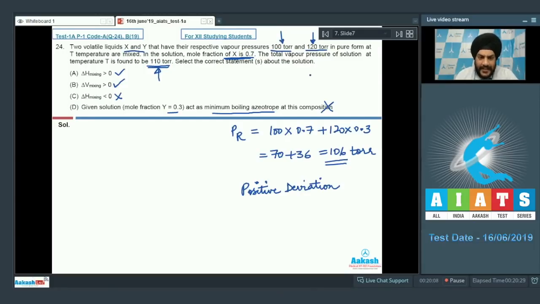So if you look at the options which have to be marked for this question, we can clearly see that the correct answer to question number 24 has to be marked as option A and option B. Let us look at the next section now.